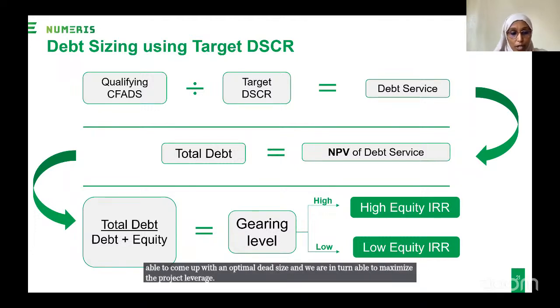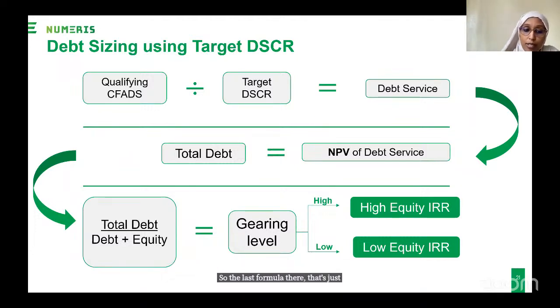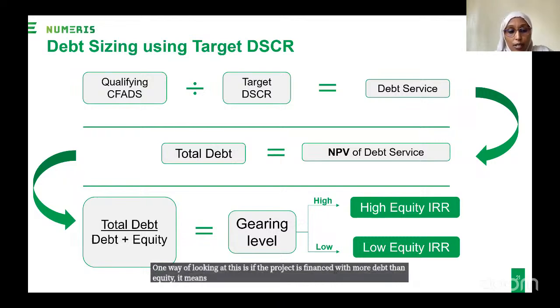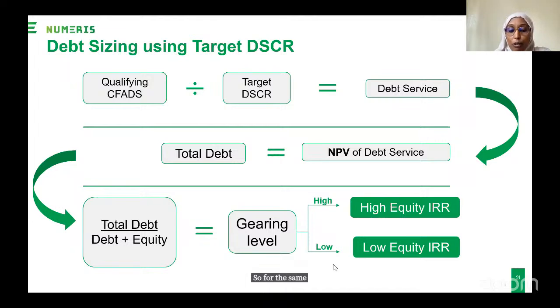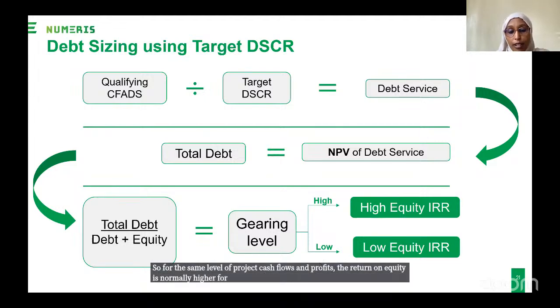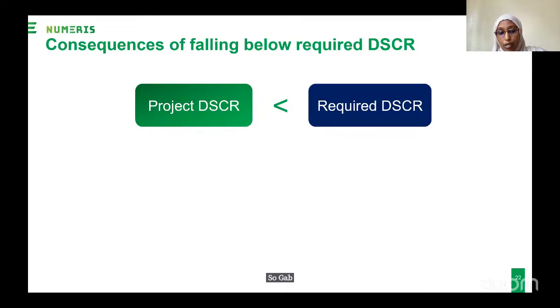So the last formula there, that's just to show how beneficial this is, meaning higher equity IRR. One way of looking at this is, if the project is financed with more debt than equity, it means there's lower equity investment. So for the same level of project cash flows and profits, the return on equity is normally higher for high gearing or a highly geared project. So Gabriel will also demonstrate this for us in the case study.